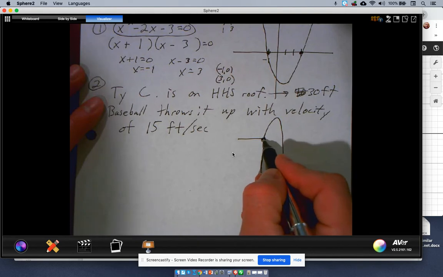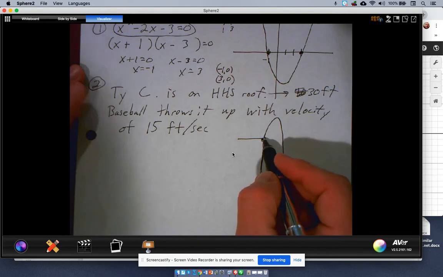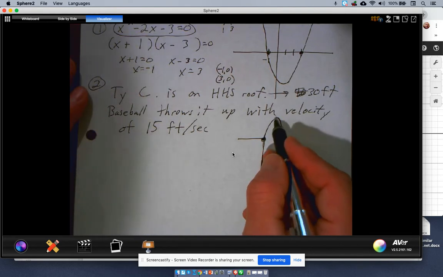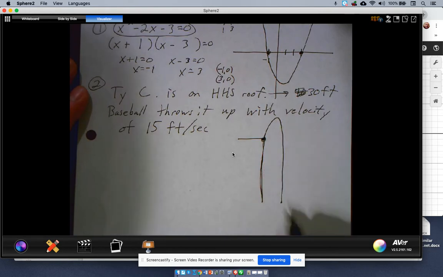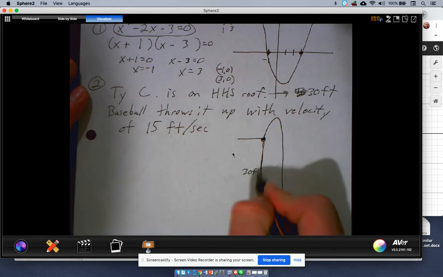Careful, Ty, don't fall off the edge. Don't do this. Throws the ball up 15 feet per second and down it comes. And we said Homestead is 30 feet high at that point.